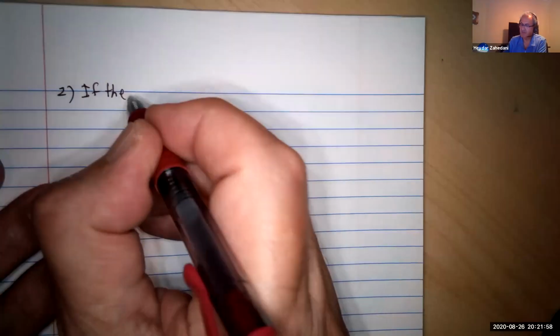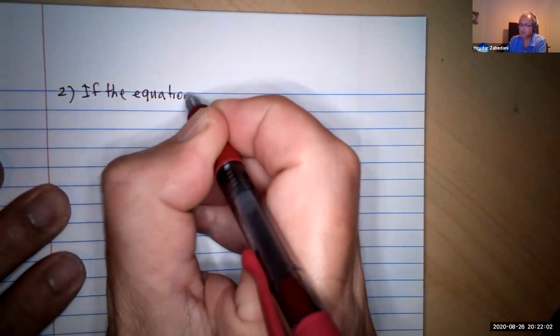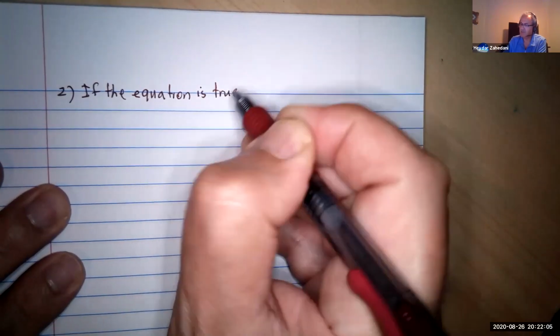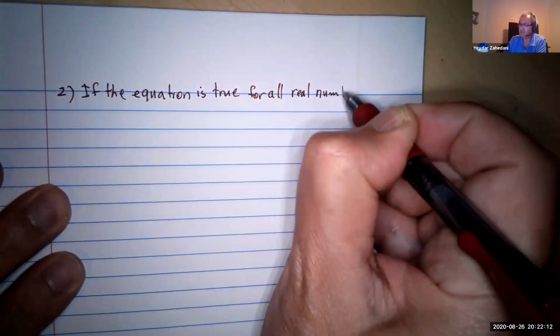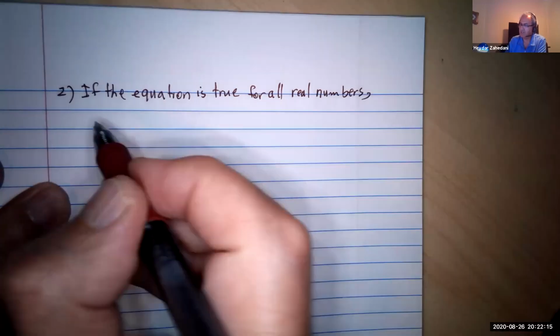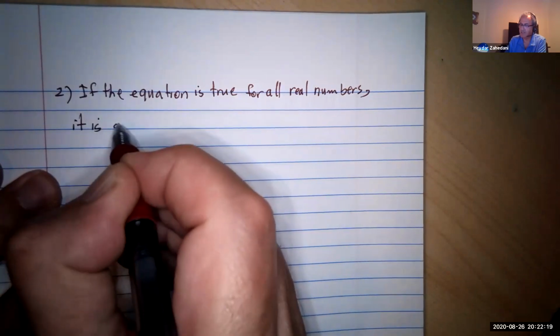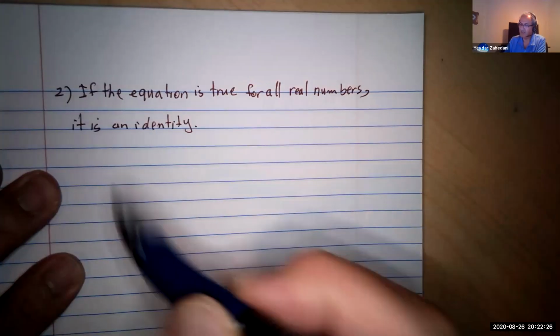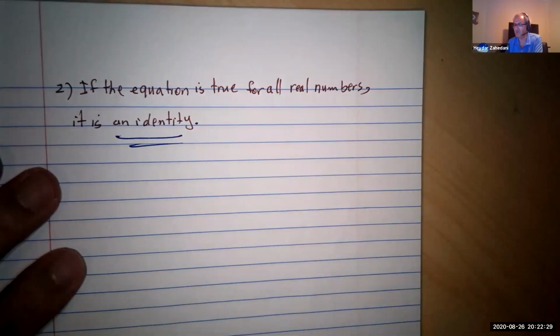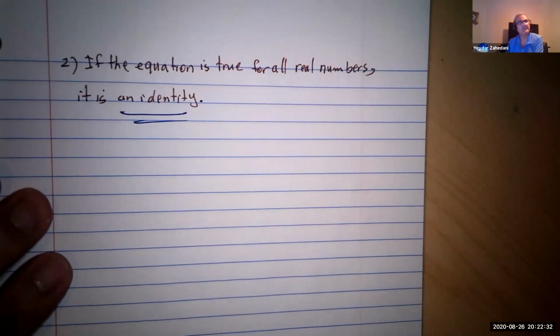So I'll give you the second one. Okay, this is going to be the second part. If the equation is going to be true for all real numbers, it is an identity. So it's going to be an identity if it's true for all real numbers. So that's going to be identity.